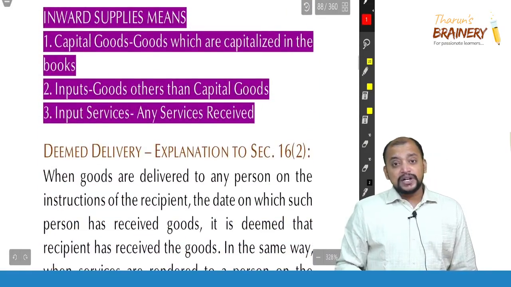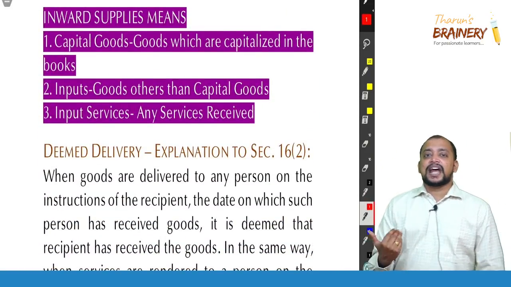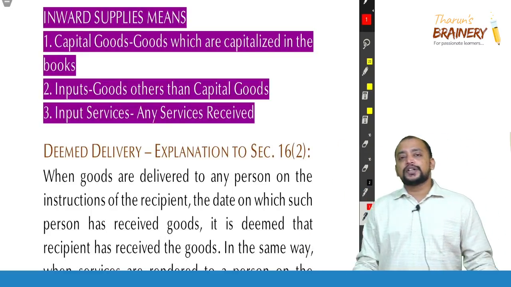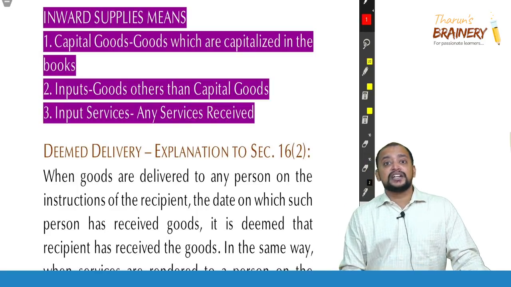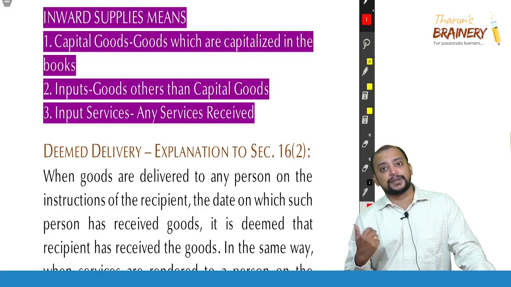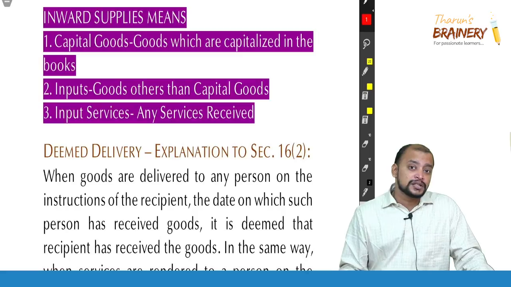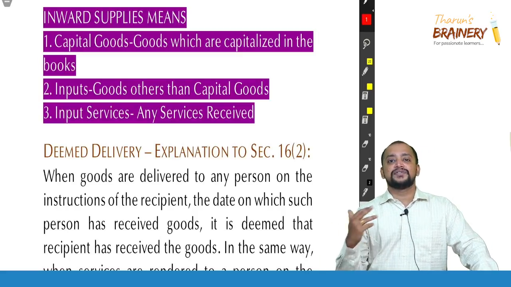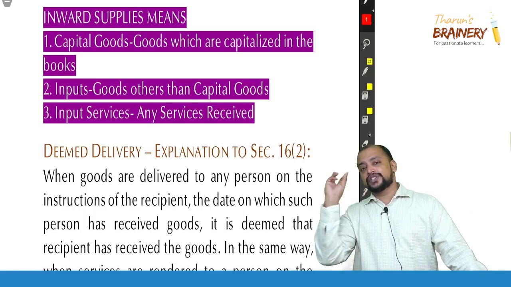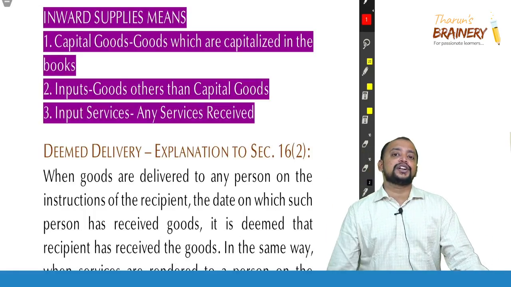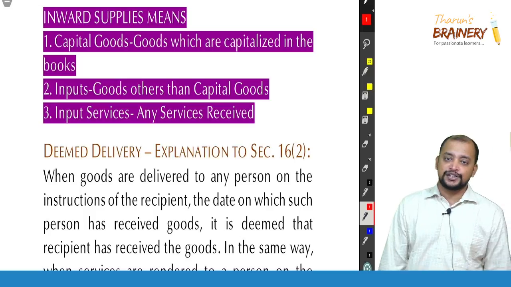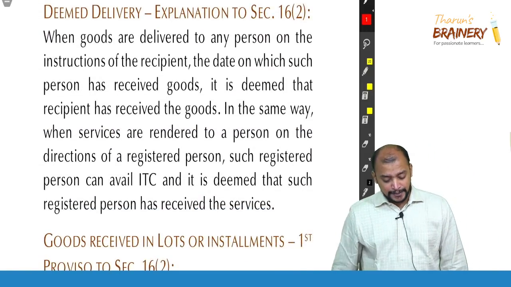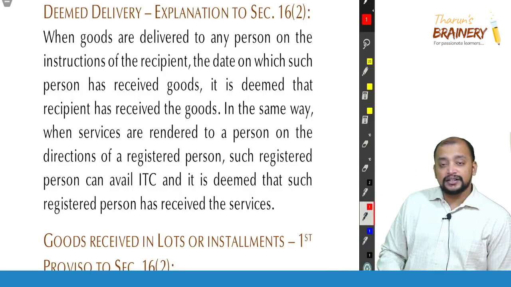And then, inward supplies mean what? Inward supplies are categorized into 3: inputs, input services, and capital goods. The capital goods definition is very simple: any goods which are purchased by a person and capitalized in his books are known as capital goods, whereas other goods will be known as inputs, and input services means any service received. But these inputs, input services, and capital goods should be used or intended to be used in the course or furtherance of business. So then this deemed delivery I have already discussed with you, and what is deemed delivery?